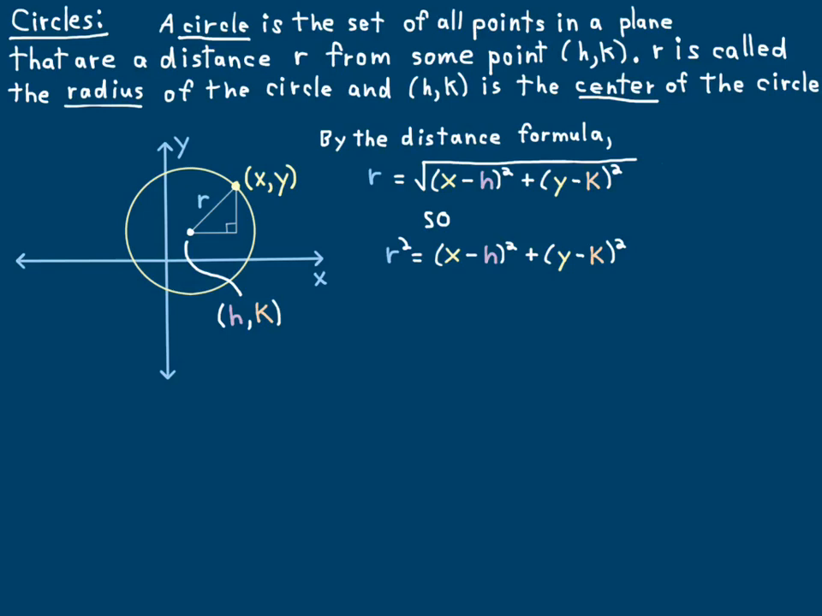So h is the x-coordinate, the first coordinate of the center, right? And so you're subtracting those two. k is the second one. So remember, it's the second coordinates minus each other and the first coordinates minus each other. And then don't forget to square them. a squared plus b squared equals c squared. That's what's going on. Okay? So that is actually the general equation for a circle.